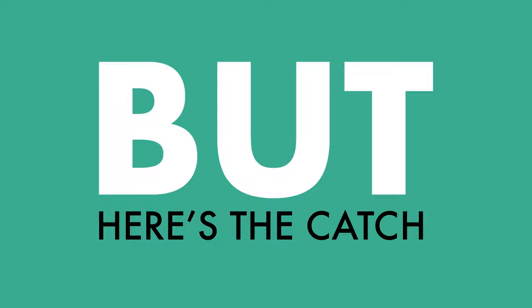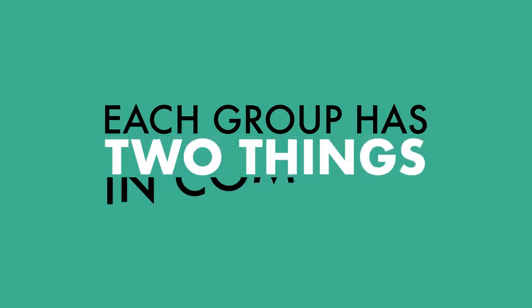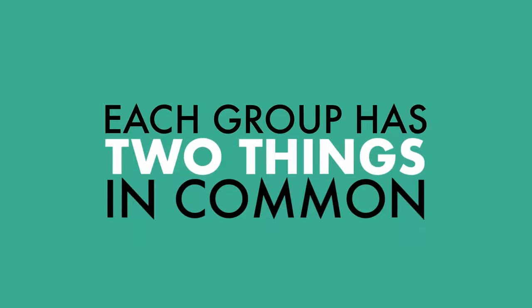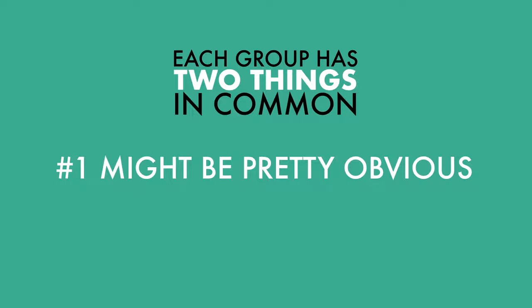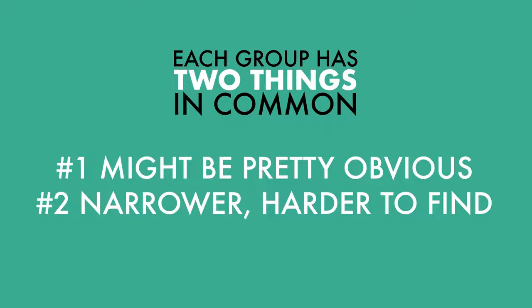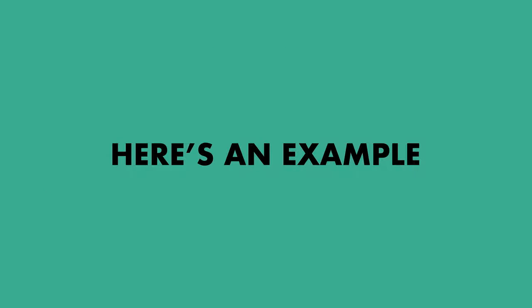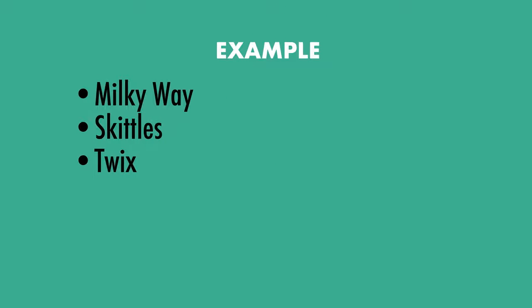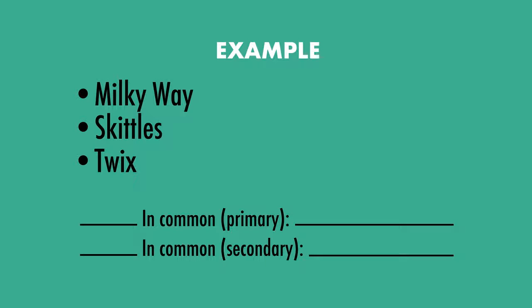But here's the catch. Each group really has 2 things in common. One might be pretty obvious to some of you, but there's a secondary aspect, a narrower, harder to find aspect, they all have in common as well. Here's an example. Let's say you had these 3 things listed: Milky Way, Skittles, and Twix. After taking a quick glance, you notice that those are all types of candy. And that would be correct.